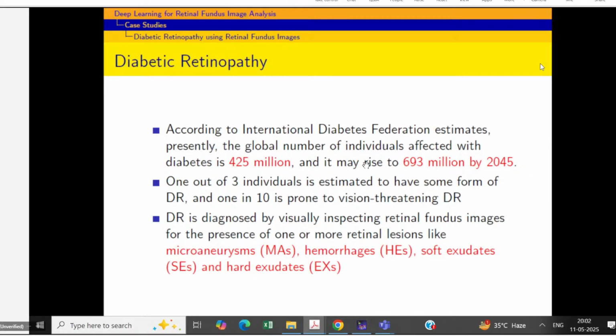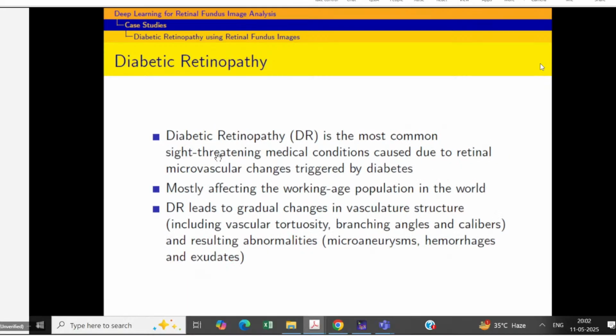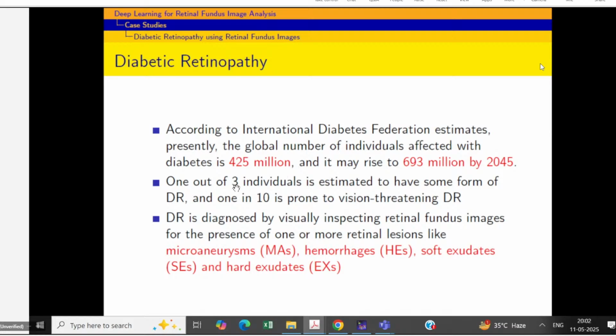Here, we're talking about the number of diabetes cases, not diabetic retinopathy. Diabetic retinopathy is an eye condition caused by diabetes, right? One out of three individuals suffering from diabetes is estimated to have some form of diabetic retinopathy, and 1 in 10 is prone to vision-threatening forms. So the number of diabetic retinopathy cases is related to the number of diabetes cases, right?